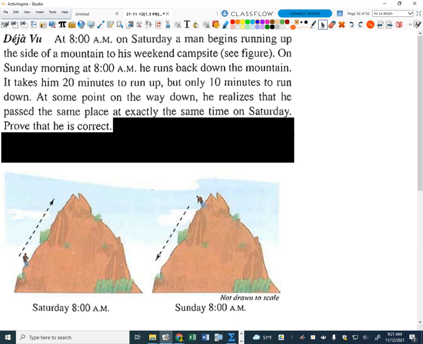So at 8 a.m. on Saturday, a man begins running up the side of a mountain to his weekend campsite. And there's a little picture, right? On Sunday morning at 8 a.m., he runs back down the mountain. It takes him 20 minutes to run up the mountain, but only 10 minutes to run down. At some point on the way down, he realizes that he passed the same place at exactly the same time on Saturday. You see what I'm saying? Like when he looks at his watch, he realizes, oh man, yesterday at exactly the same time, I was at exactly the same spot. Okay, prove that's correct.